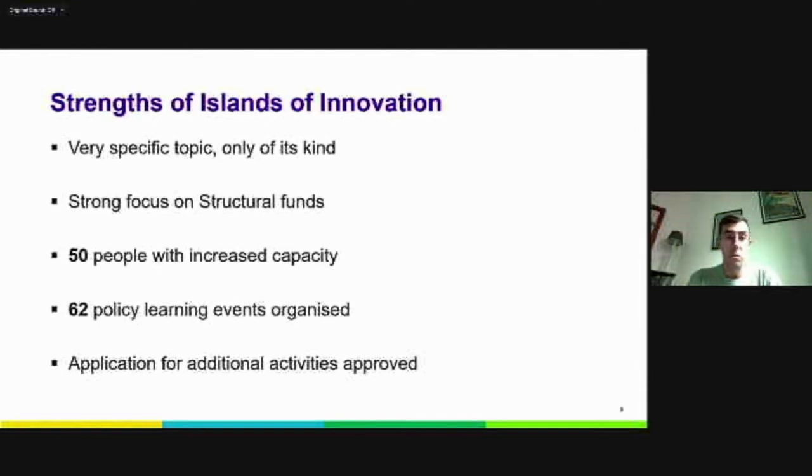This very specific topic is also complemented by a very strong focus on structural funds, which was also a big objective of the program for 2014-2020. So this was also an asset when we received your application. You also managed to gather good results at project level, with many policy learning events organized, and many people who declared that their staff had increased capacity thanks to the project activities. So this is very good.